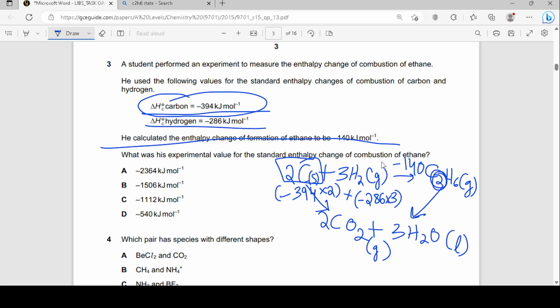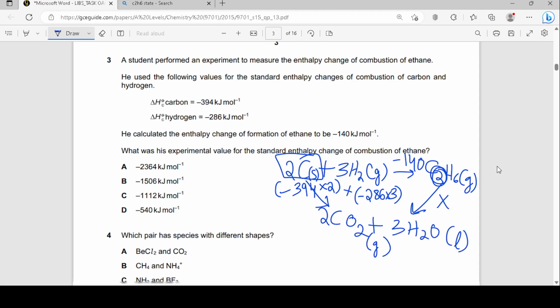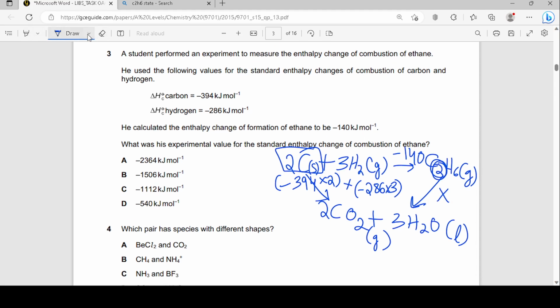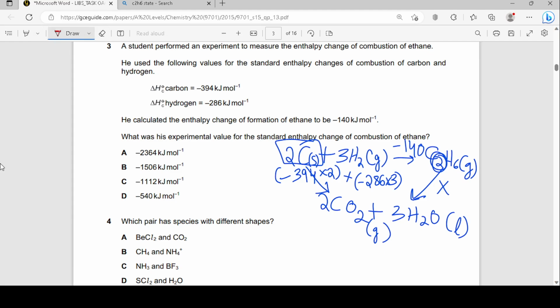And C2H6, well, I need to find the enthalpy change of combustion of ethane, right? So I will just take this as X. Now I need to look at what two routes I have here for the Hess cycle. So one is this one, right? If I start from the same starting point, so this is my start, this is my end, right? So this is my first route, route one. The second route is like this. It has the same starting point and ending point. This is route two.